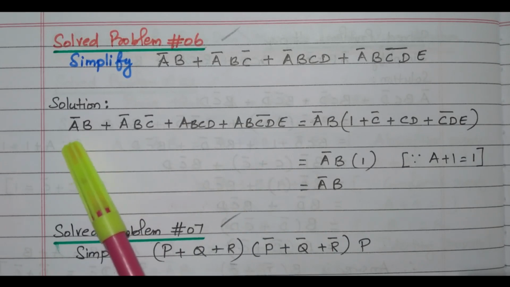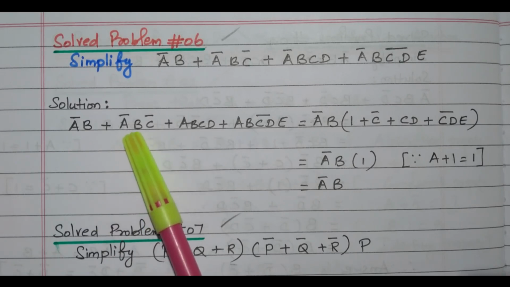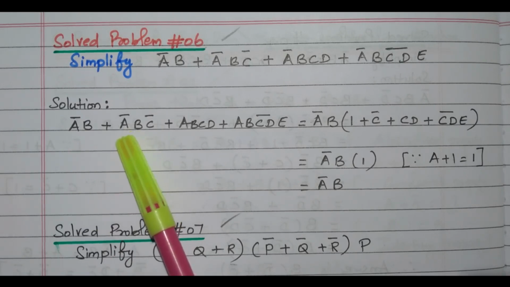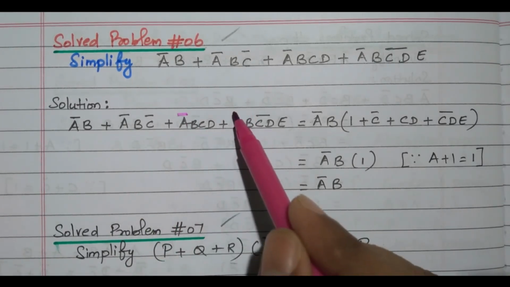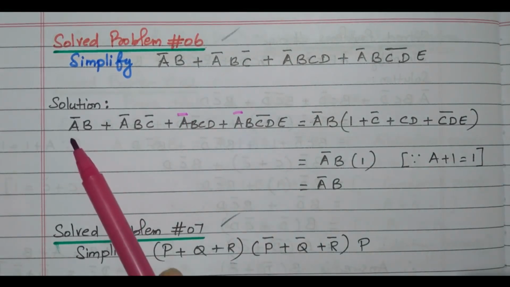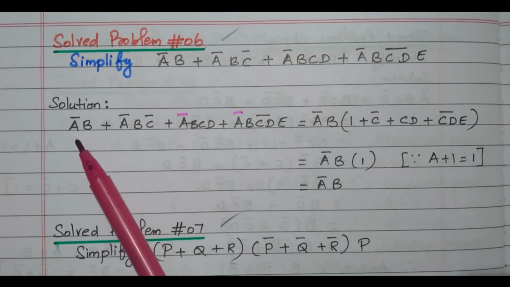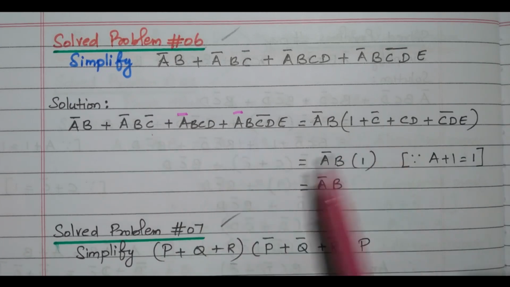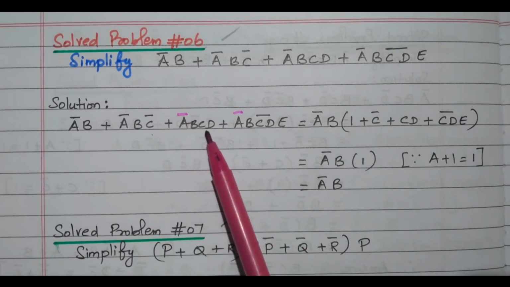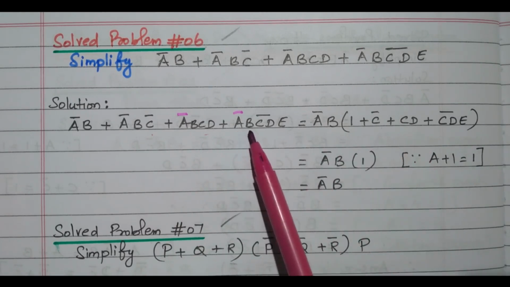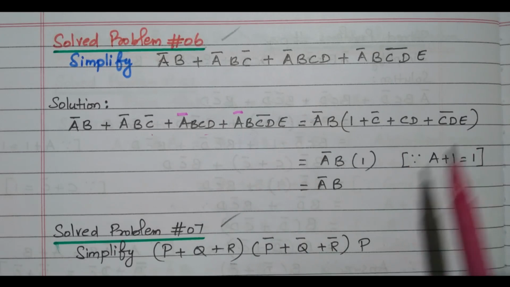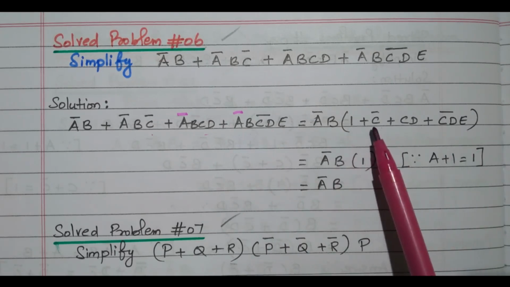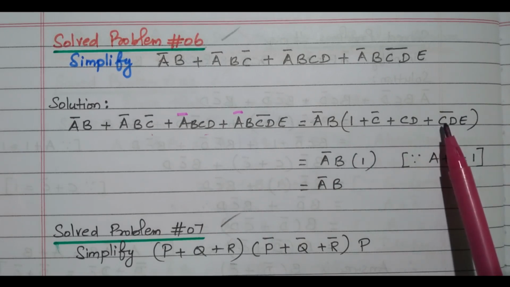So a bar b is available commonly, right? Here also a bar b is available, here also a bar b is available, right? So we'll take this a bar b outside, right? So this is a bar b only, this is also a bar b, this is also a bar b, right? So in all 4 terms a bar b is available, right? So if you take a bar b outside, it is 1. If you take a bar b outside, remaining term is c bar. If you take a bar b outside, remaining term is cd. If you take a bar b outside, remaining term is c d bar e, right? So what we have, 1 plus c bar plus cd plus cd bar e, right?